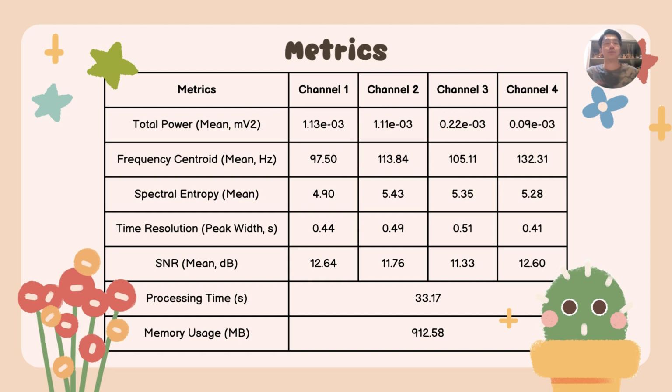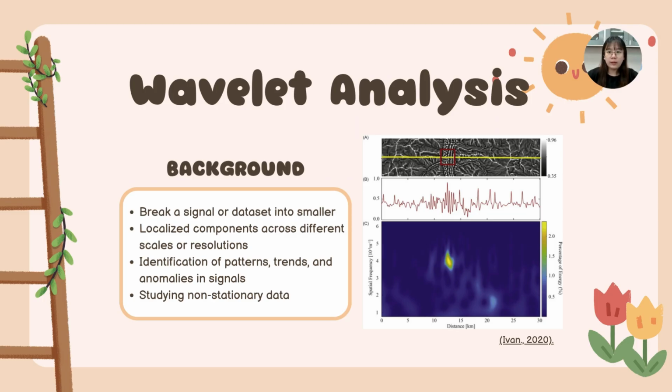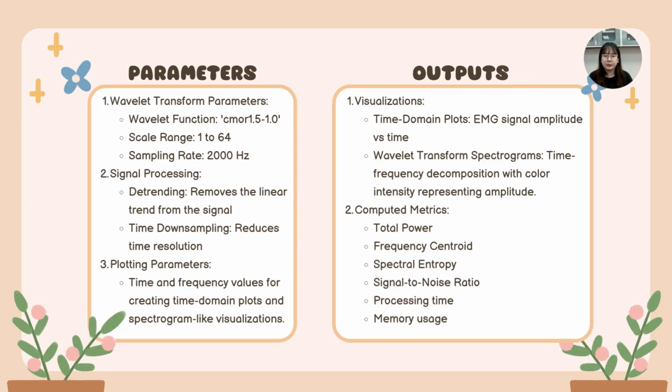The wavelet analysis allows us to break a signal or dataset into smaller, localized components across different scales or resolutions. It is particularly useful for identifying patterns, trends, and anomalies, especially in non-stationary data, where the properties change over time. For the wavelet transform, we use the complex Morlet wavelet with a scale range of 1 to 64 and a sampling rate of 2000 Hz.